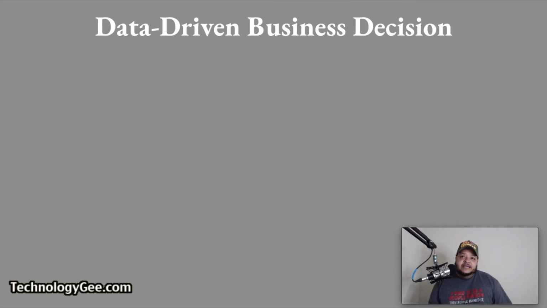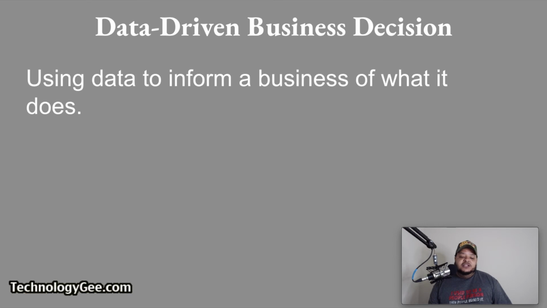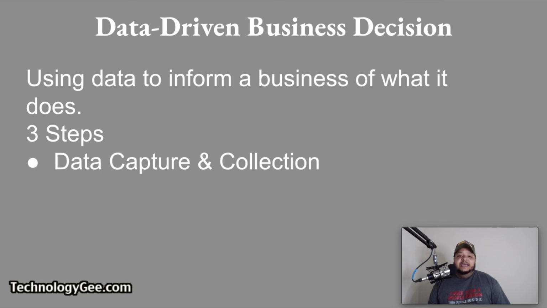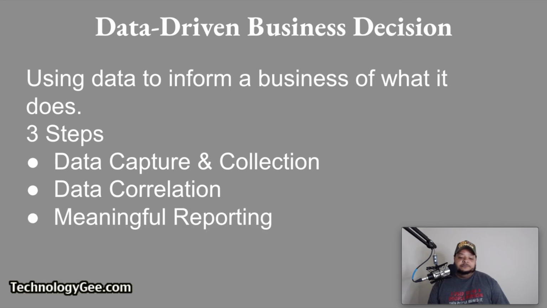Let's talk about data-driven business decisions. Data-driven business decisions is the process of using data to inform a business of what it does. And there are 3 steps involved in this process. The first step is data capture and collection. The second step is data correlation. And the third step is meaningful reporting.